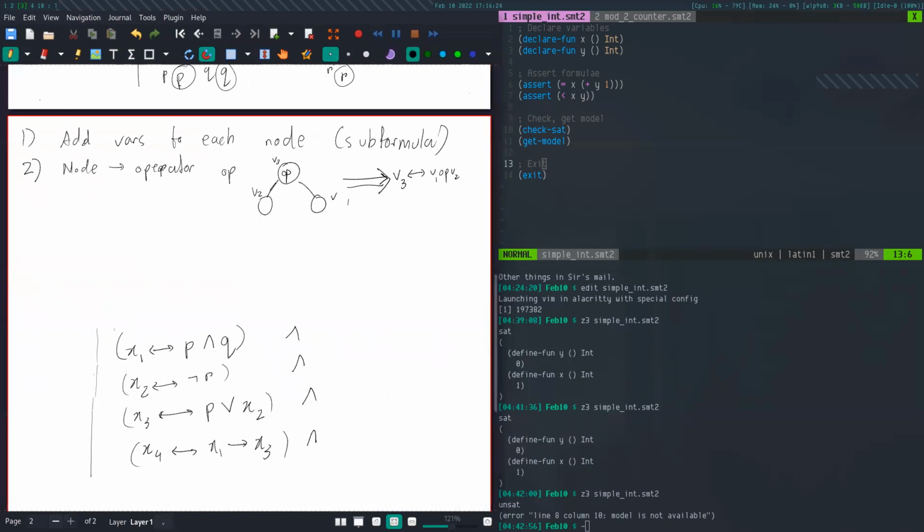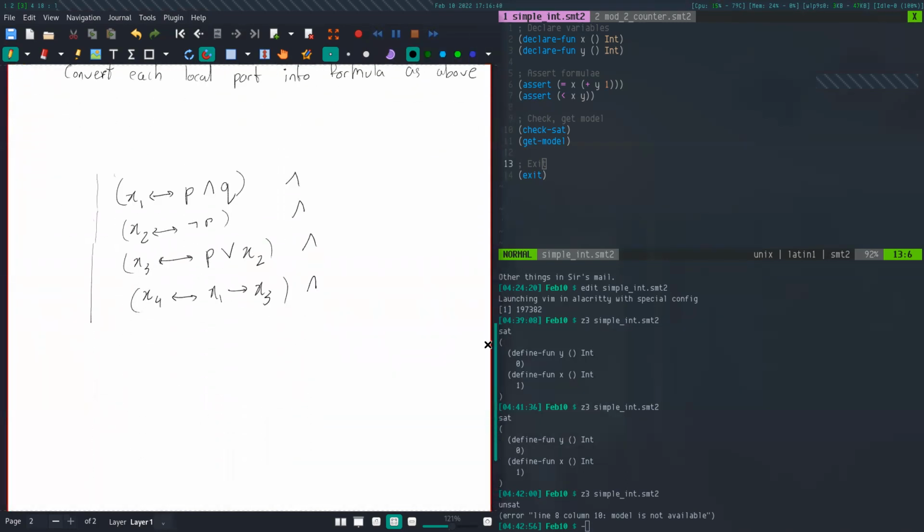So this step is basically to convert each local part into a formula as above, right? So that's step number 2.